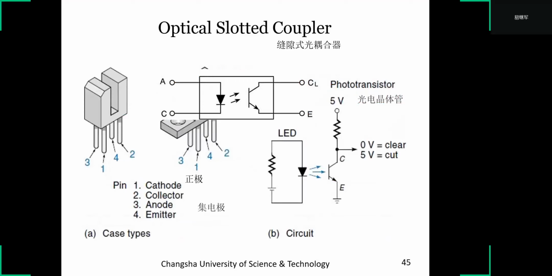Optical slotted coupler. When there is a slot, when the light passes to the other side, the light is detected. When something or some object passes through the slot, the voltage is changed.